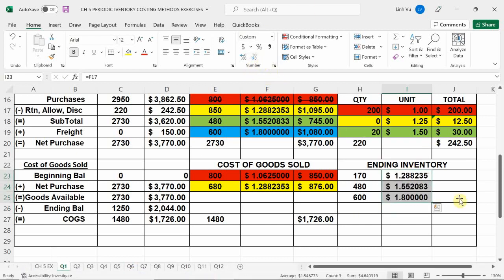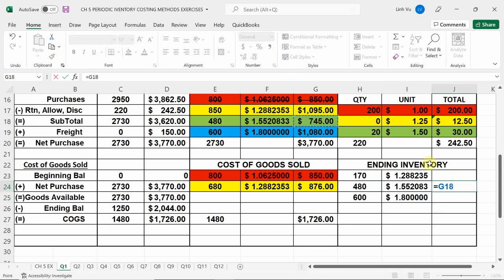Okay. And at least I know for a fact that my 400, the green batch, is still intact for $745, and my blue batch is still intact for 1,080. I do need to calculate what this is, right? This is simple. I can take what I started out with, which is this $10.95, and I can subtract what I actually sold, which is this $876, to give me $219, right?